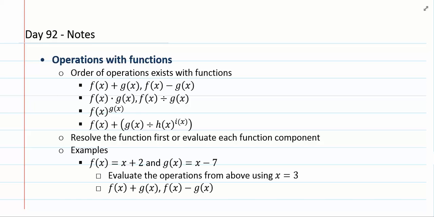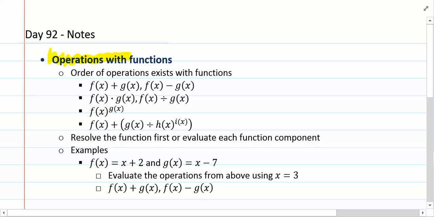Day 92 notes, Advanced Algebra 2. Today we finish out our week, our discussion on functions. This time we're looking at the operations with functions. So much like our operations work with numeric values, operations also exist within functions as well. So we can use the shortcut PEMDAS to complete our order of operations using functions.